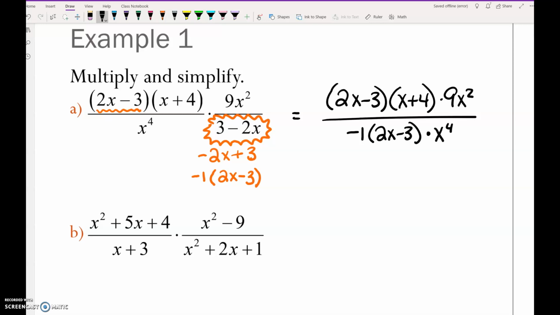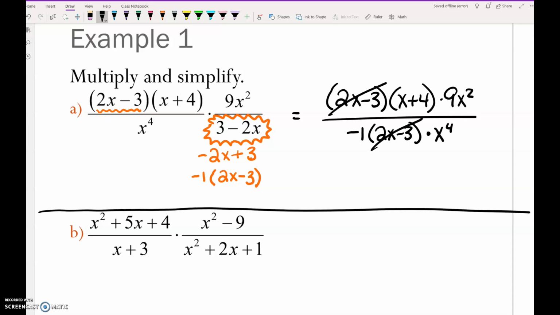Okay, now, what cancels? 2x minus 3. Anything else? This x squared will cancel out 2 of these, leaving 2 left. So on the top, we have 9 times the quantity x plus 4. On the bottom, we still have x squared.